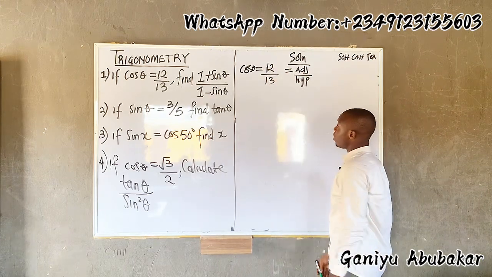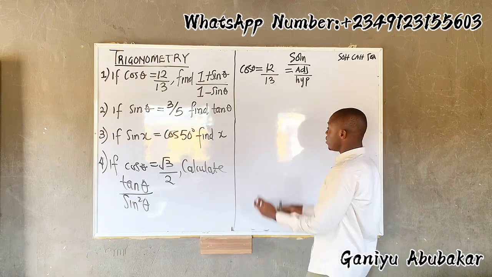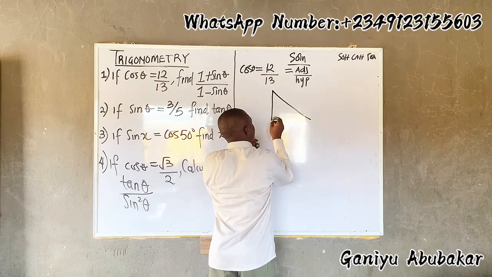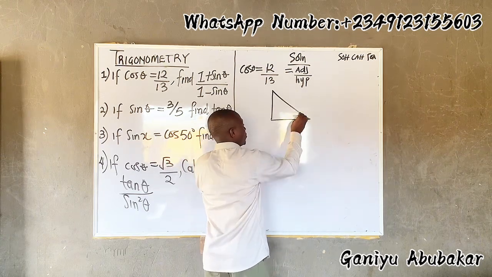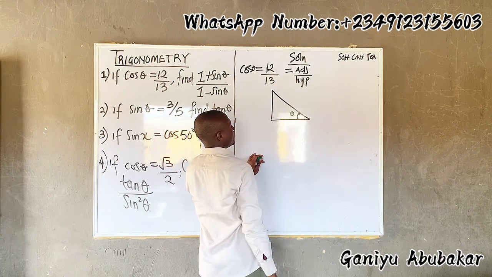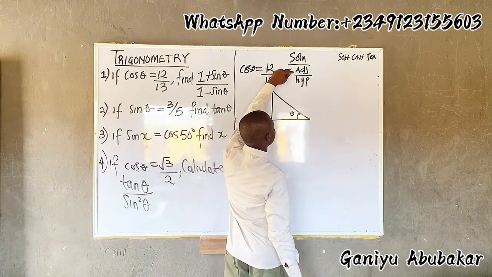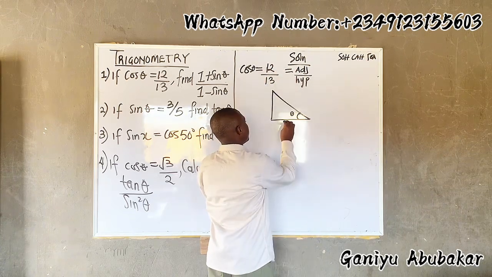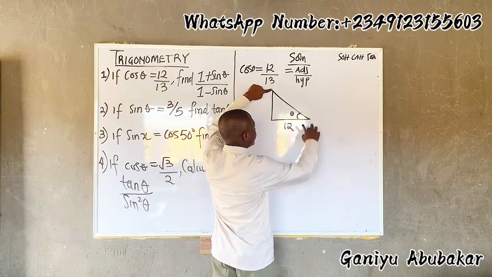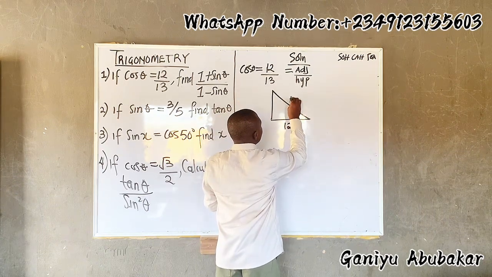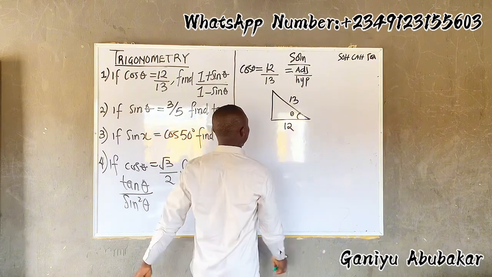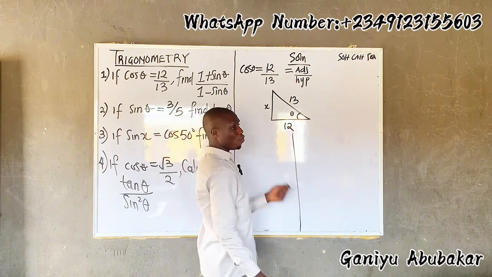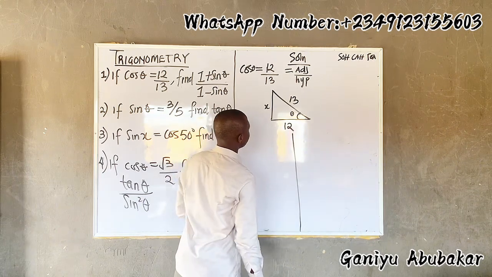This implies that my adjacent is 12, hypotenuse is 13, right? So let's draw out a right angle triangle, and let's assume that my angle theta is at this point. Adjacent, which is this part here, is 12. And hypotenuse, the longest part here, is 13. So I need to get this part. Let's call it x. You can only get that part using your Pythagoras theorem.